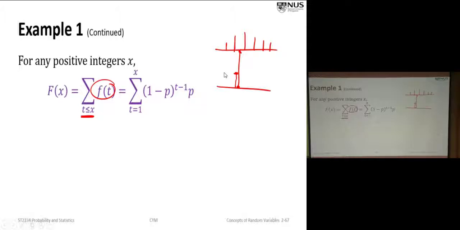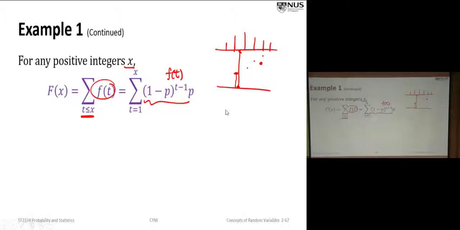So at integer x, you have certain values. Basically it's something like this. No such point, and so on. So this is the f of t, (1 minus p) raised to the power t minus 1 times p. Then the next few lines are basically just mathematics.